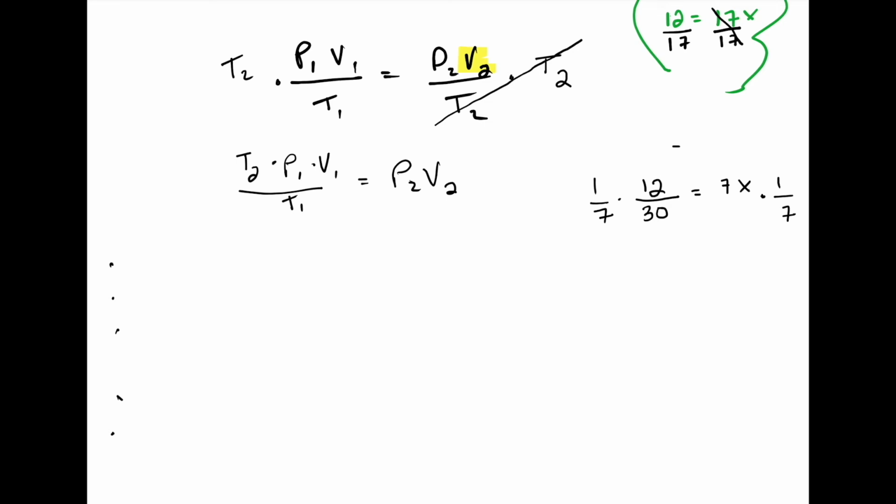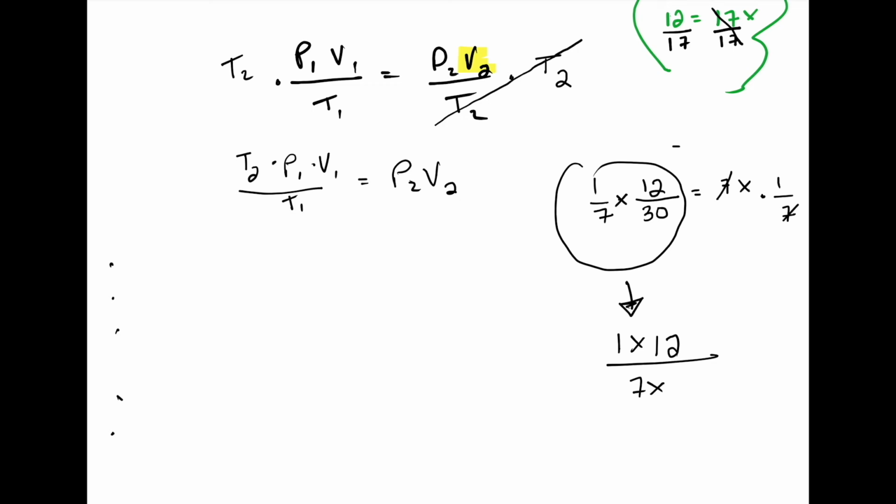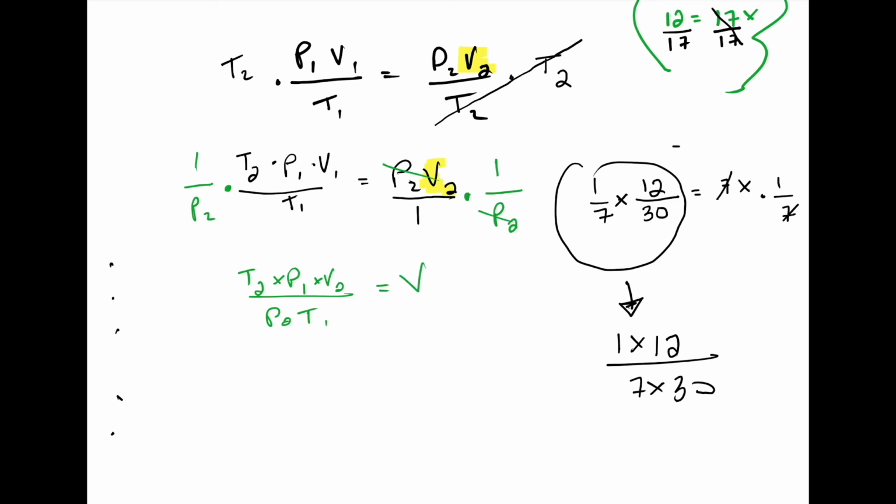Now, what's going to happen on the right? And what's going to happen on the left? All of this, I'm going to rewrite it down here. Now, it's 1 times 12 over 7 times 30. So here, you can still put it over 1 right here. Now multiply 1 over P2 on both sides. Now let's rewrite what we have, and notice that we've completely isolated V2 because these wipe. So V2 equals T2 times P1 times V1 all over P2 times T1.